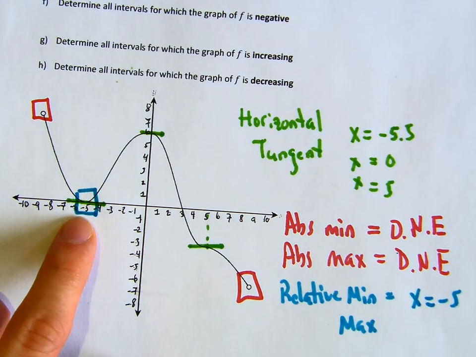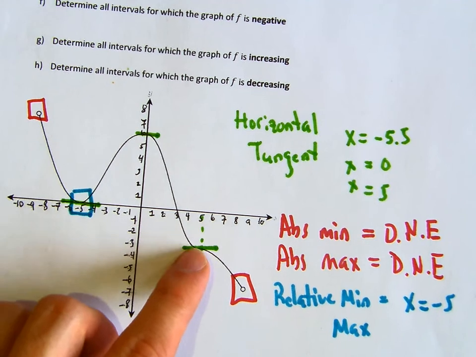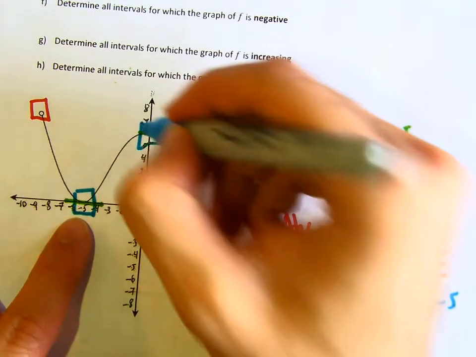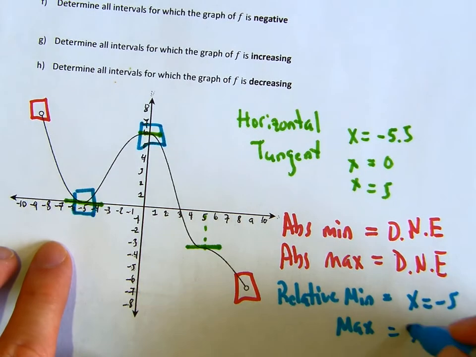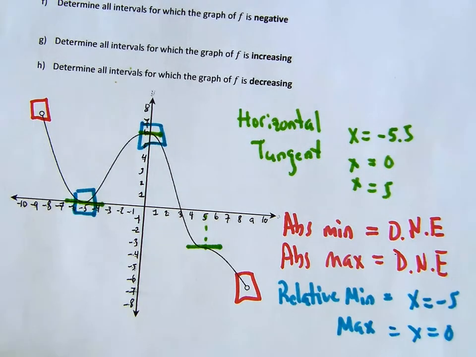And here, nope, not here, because the slopes go from negative to 0 to negative. So where would a relative max occur? It would be here at x equals 0 because the slopes go from positive to negative. All right. Now let's take a look at this next question here.